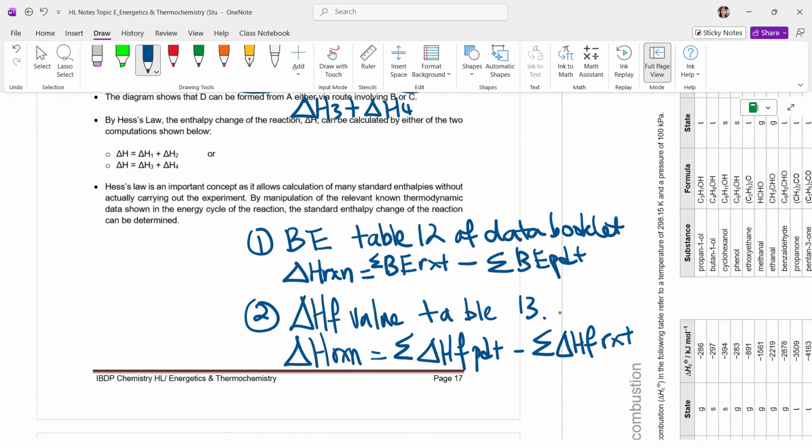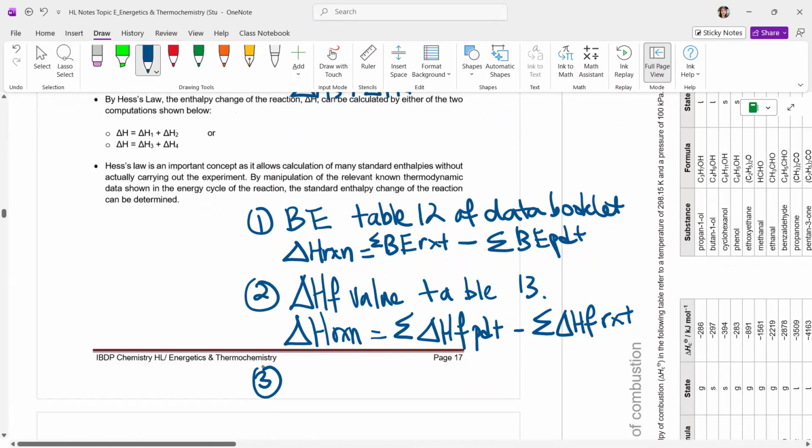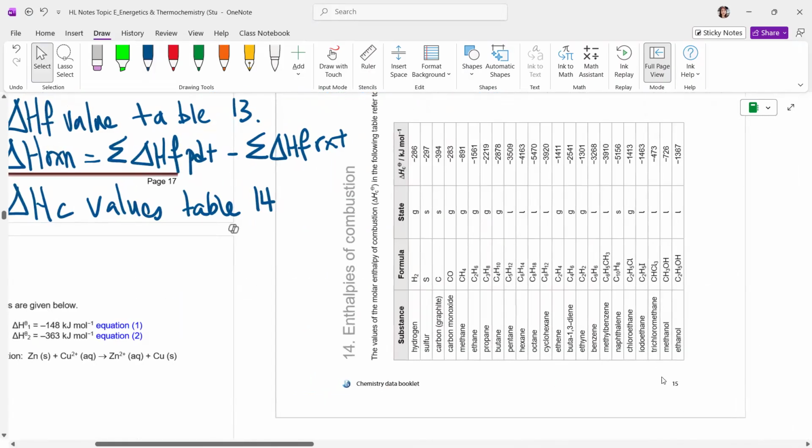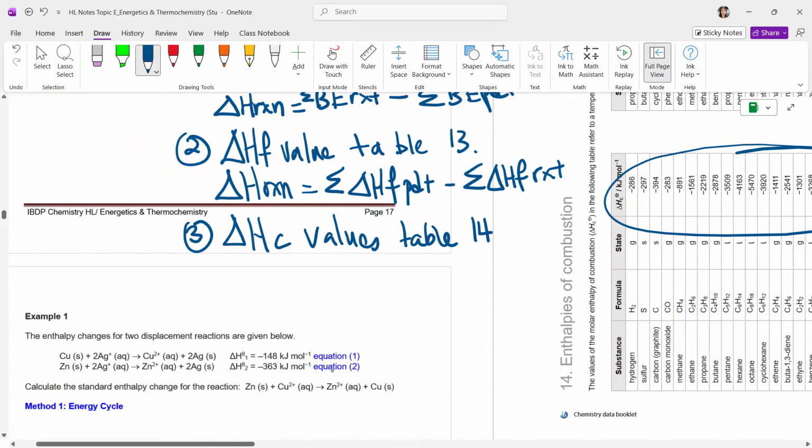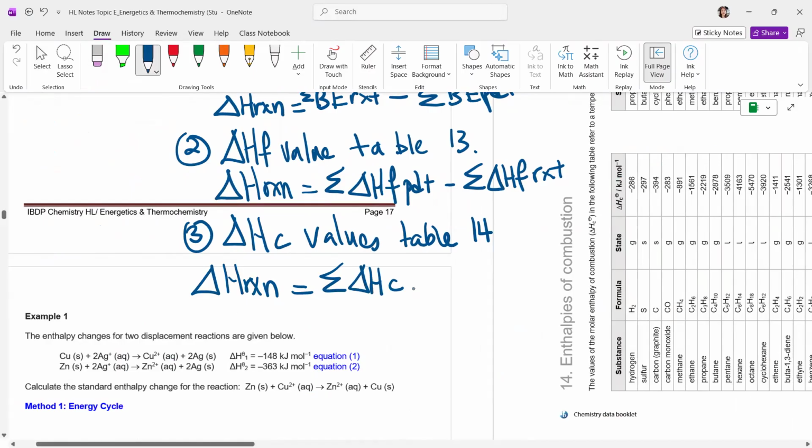That is another way. The third way, if you do not want to use bond energy and not using HF, we can use something called delta HC values to calculate. Delta HC values can be found in table 14 of the data booklet. So it looks like this. This is table 14 and you have all the delta HC values. You take these values to help you in the calculation, and the formula to calculate delta H of a reaction using HC values will be the sum of delta HC of reactants minus the sum of delta HC of products.